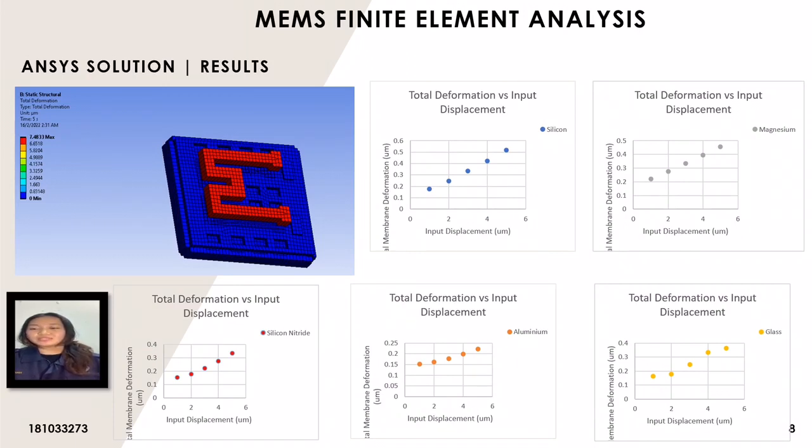We can see the graph is increasing, as well as the other graphs. So we can say that if we change the material, the value will always increase with the input displacement. And I forgot to say that the graph is the total deformation versus input displacement.